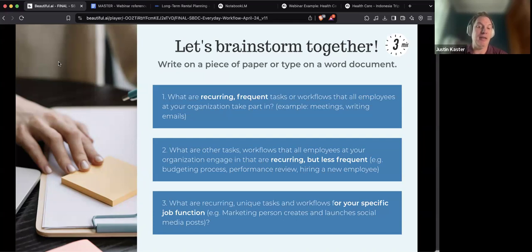So as Vicky mentioned, and you'll see that although we didn't coordinate on all the ideas here, there's going to be some alignment in our thoughts. Number two and three, why don't you jump to those? What are tasks and workflows that all employees in your organization engage in, but they're less frequent? And I'll give an example on this one as performance reviews.